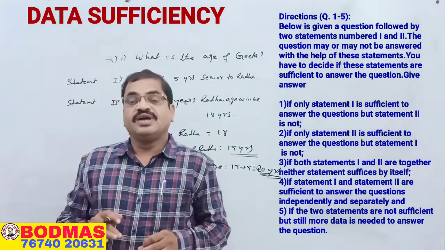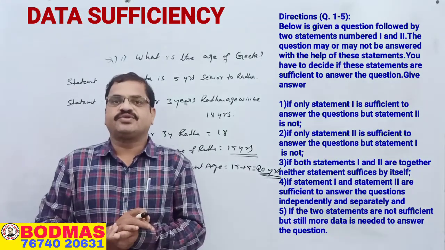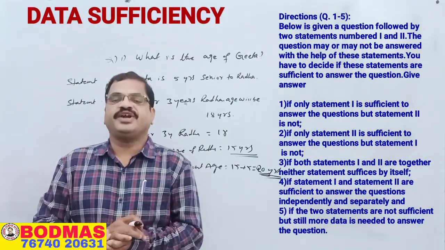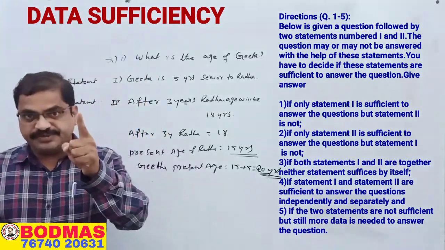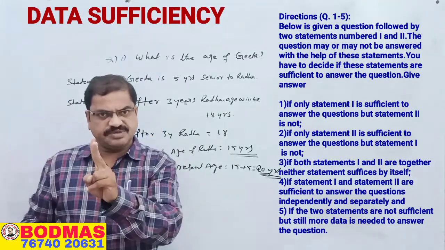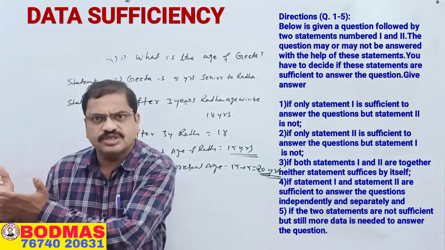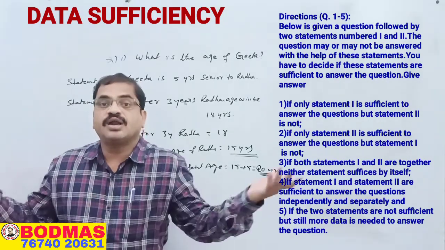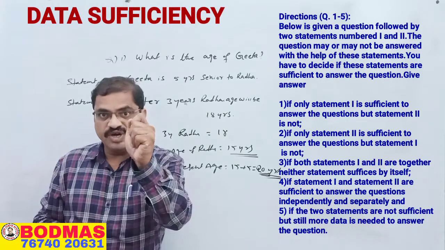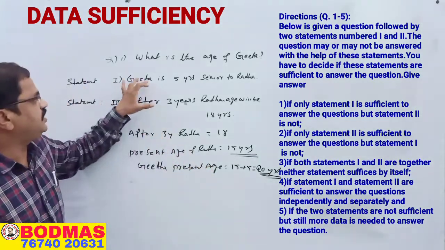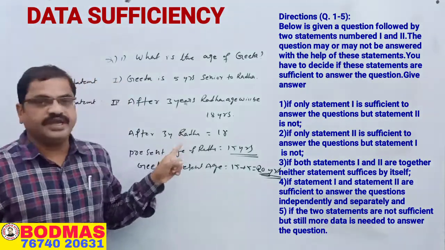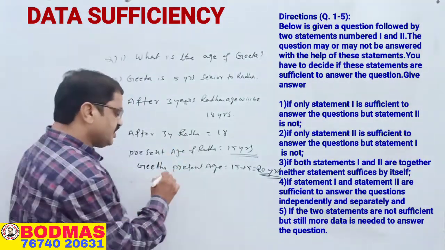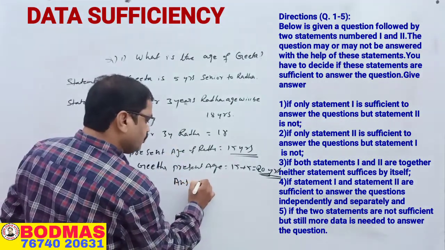Now you need not find out the 20 years. If you find it, the answer will not be there as 20 years. What is important is whether with the first statement we got the answer, or with the second, or together, or independently, or not. So we got it together. With first statement and second statement together we got Geeta's age. That is why the answer is 3.